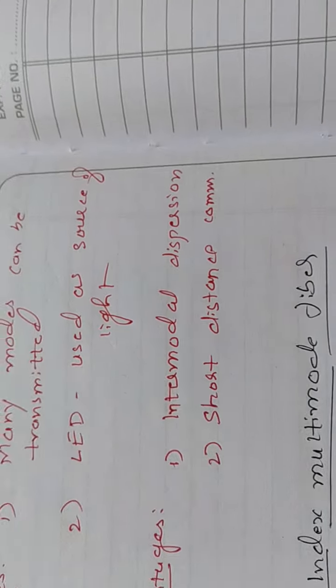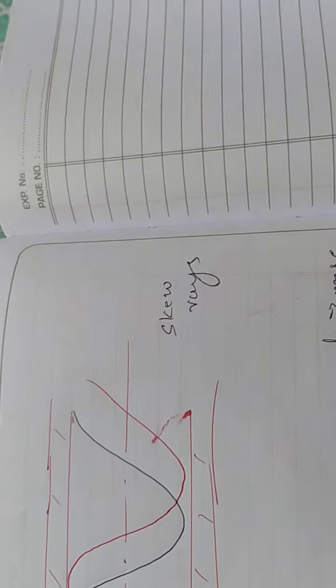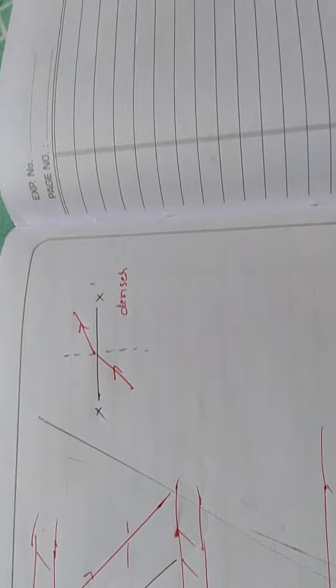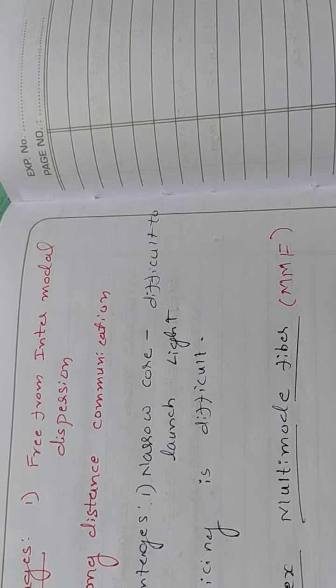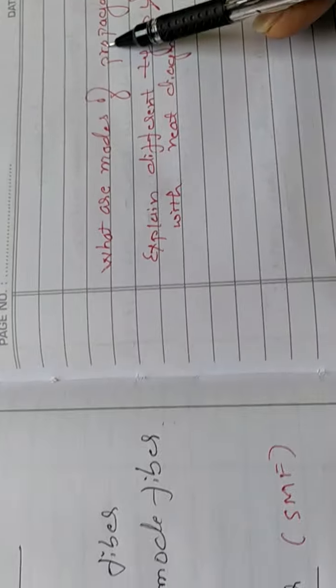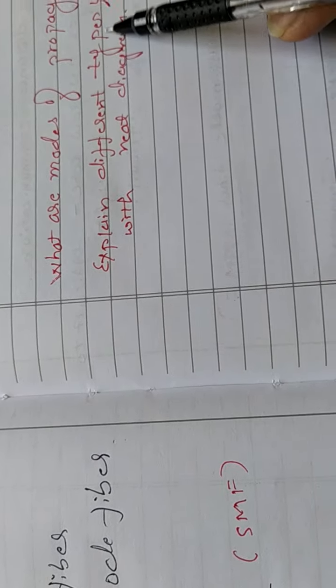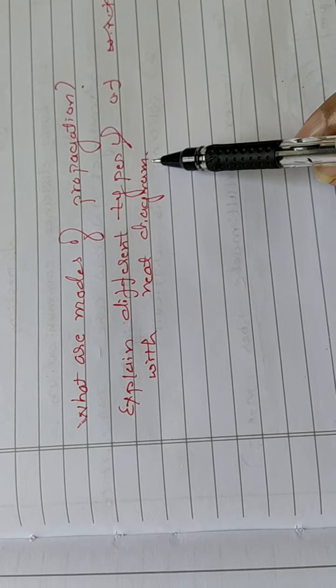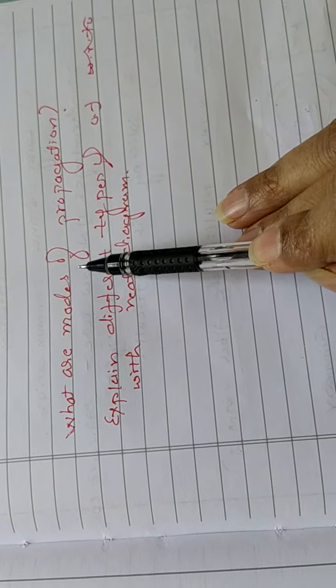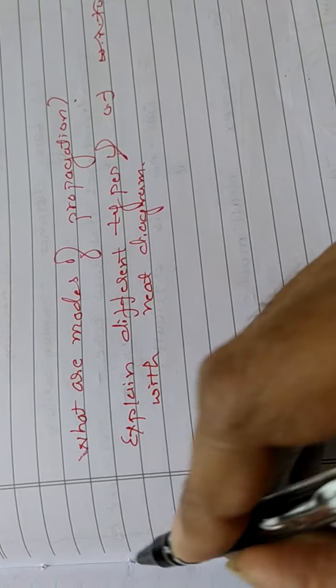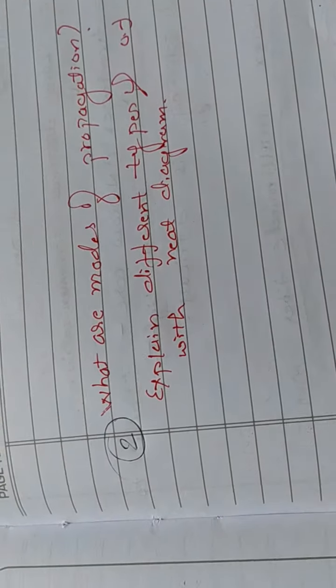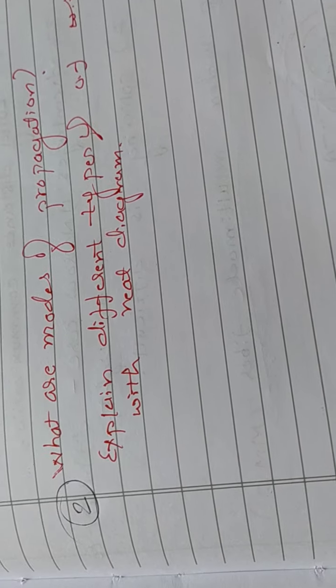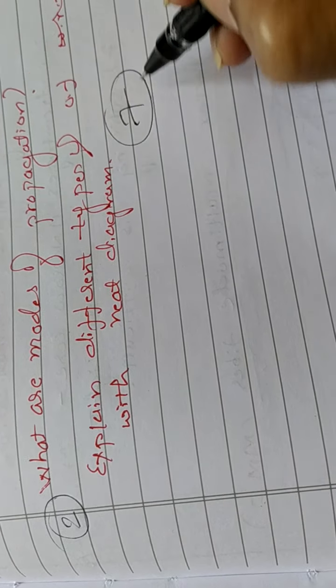And what is the question to be covered here? What are modes of propagation? Explain different types of optical fiber with neat diagram. So define modes of propagation and explain different types of optical fiber with neat diagram. This is the second question to be covered as an assignment question. It carries about 7 or 8 marks.